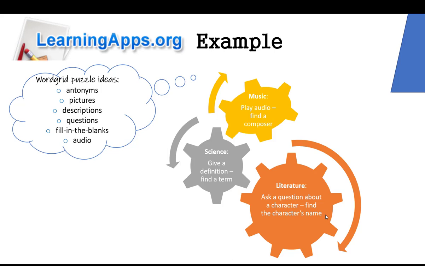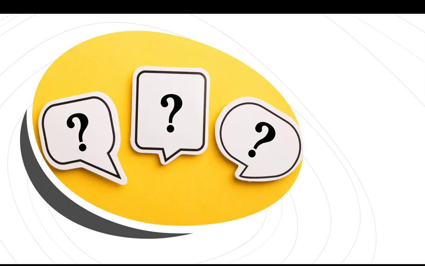And if you're teaching science, you give a definition of a term and students have to find the term in the word grid. And if you're teaching literature, for example, you can ask a question about a character and students have to find the character's name in the word grid. So as you can see, there is a lot to be creative about with this app. Now you might have some questions about how to create these word grids, and I'll create a separate video for that.